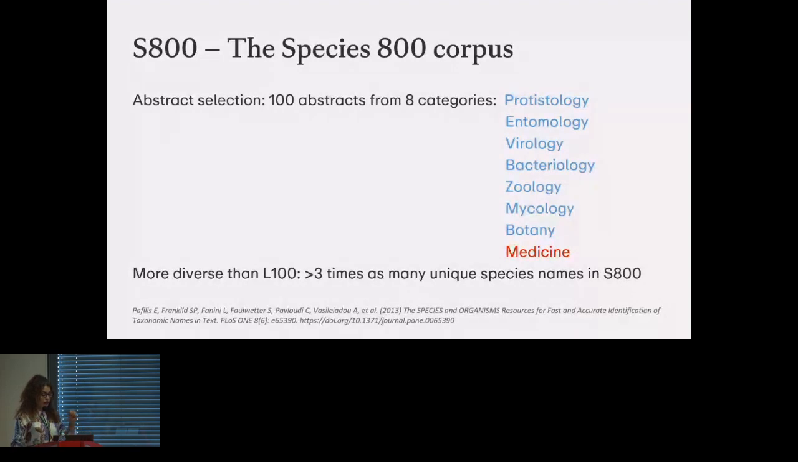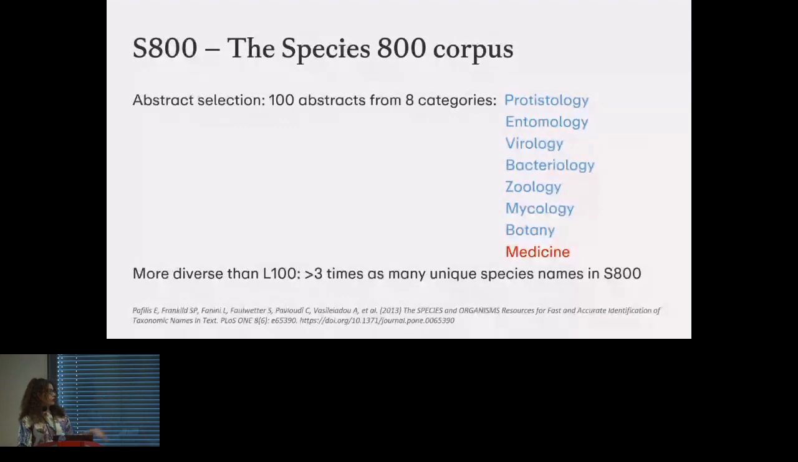So there were for protistology, entomology, virology, bacteriology, zoology, mycology, botany, and these were all the positive. And there were also 100 abstracts from medicine, where we really don't expect to find a huge diversity of organisms in the text or even anything mentioned at all. If people are doing medicine, they assume it's about human. They will not necessarily write that down.